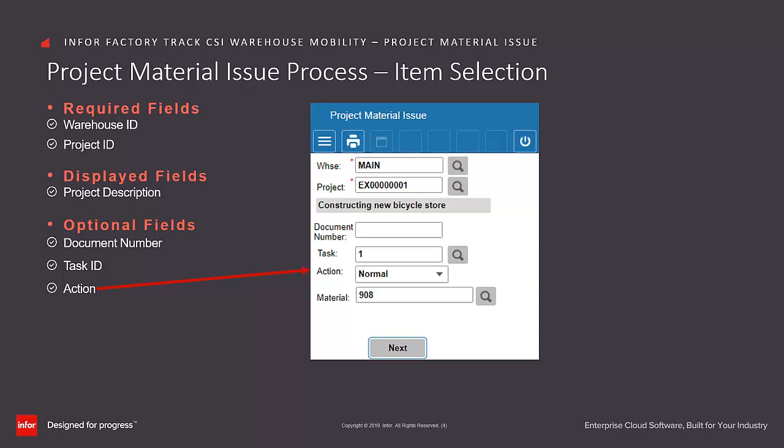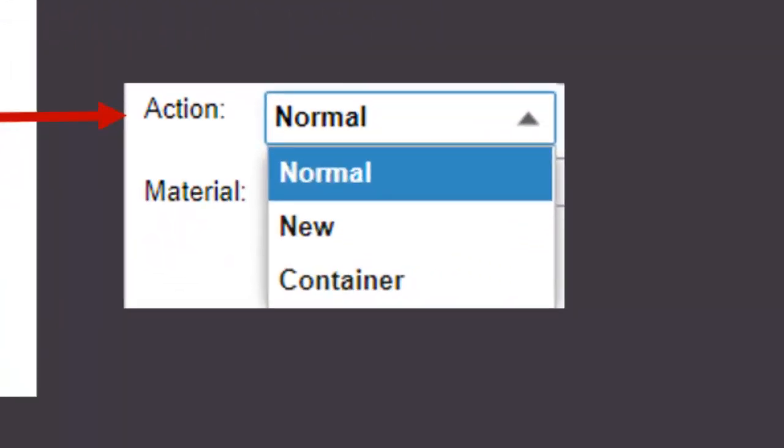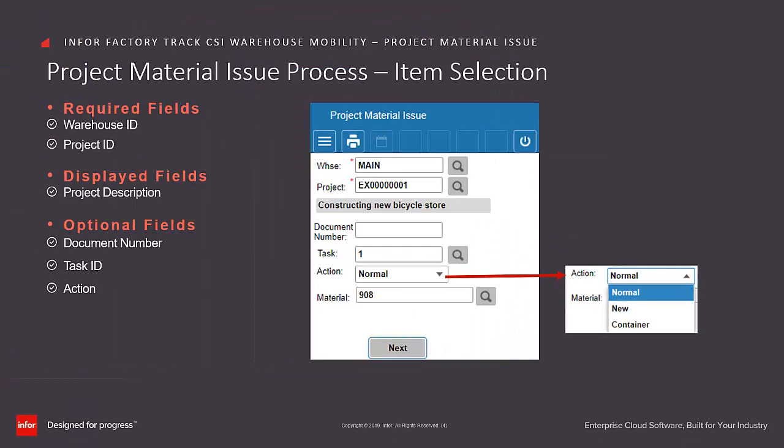The options for selection are Normal, which supports the issue of materials already assigned to the project. New, which supports the issuing of a new item that is not currently assigned to this project. This option is only displayed if the Allow New Item Issue option is selected on the transaction set maintenance. And Container, which supports the issuing of items in a specific container. This option is controlled based on the global parameters setting for containers in use.